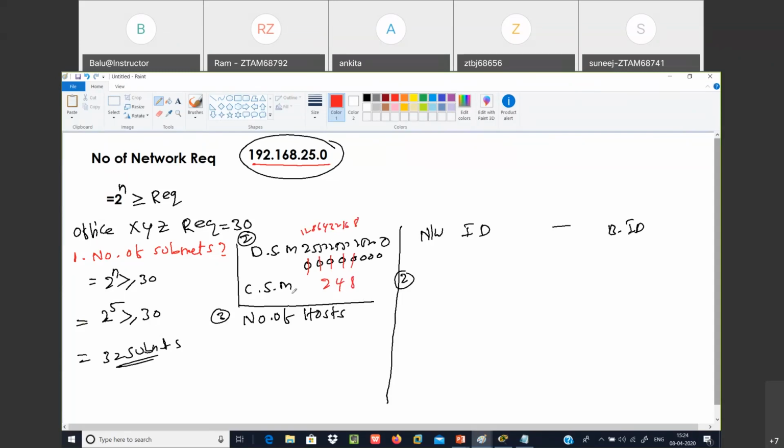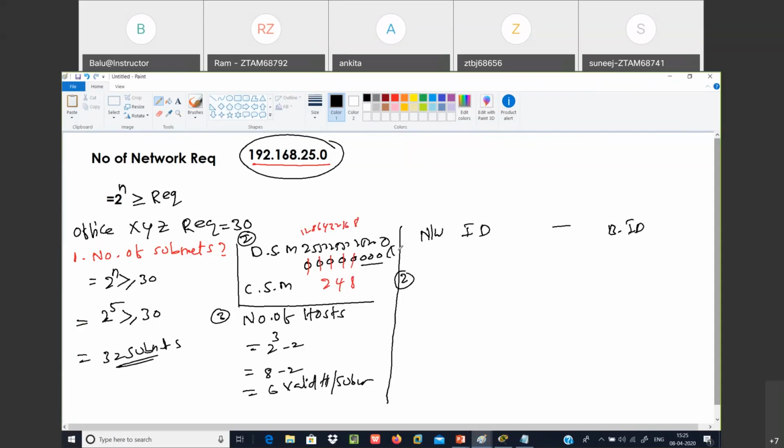The customized subnet mask is 255.255.255.248. And the remaining host bits are 3. So 2 power 3 minus 2. 2 power 3 is 8, minus 2, gives 6 valid hosts per subnet.